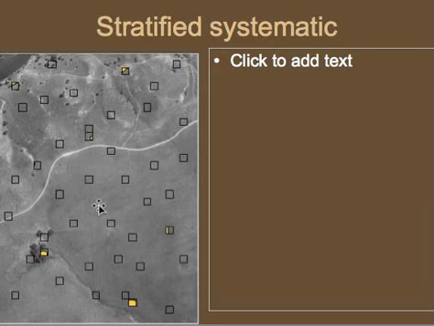So the way to deal with that is to do what's known as a stratified systematic sample. What you're doing is basically dividing up the entire region into several large units, like so. Then within each of these larger units you randomly sample. So you randomly sample in this area, then you randomly sample here, then you randomly sample here. So you still have an element of randomness, but the randomness is spread out more systematically.